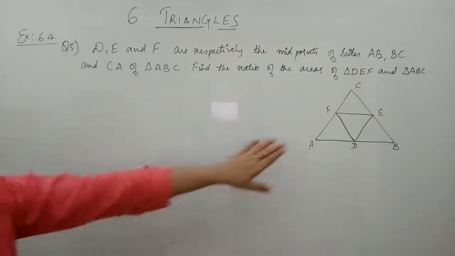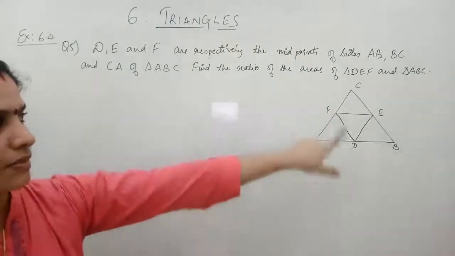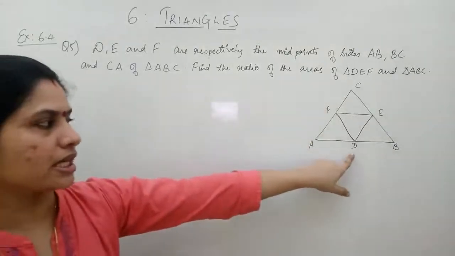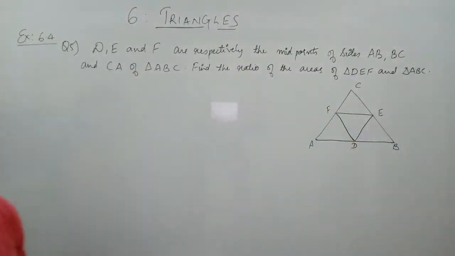So we have drawn a triangle ABC. You can see ABC is a triangle with the midpoints taken as D, E, F respectively and joined them so that we are again getting a triangle which is DEF. Okay. So we have to find out the ratio between the two areas of the triangles.